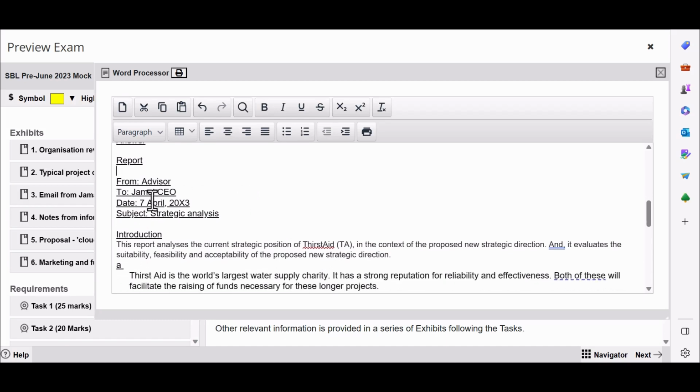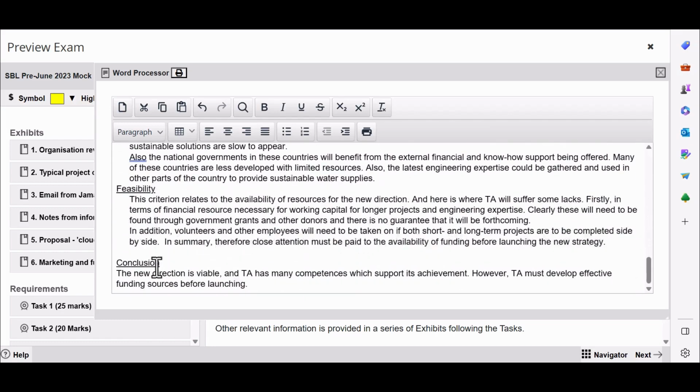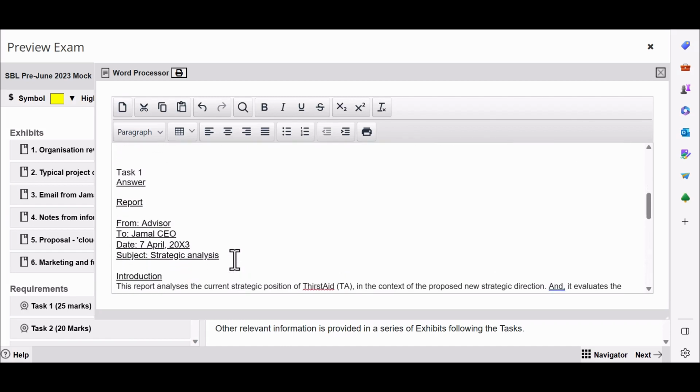Whatever format you're asked for, just do from, to, date, and subject. Just copy paste that, whatever the format is. On the top, you can write report, you can write briefing paper, it doesn't really matter. It just saves a lot of time. Just have a standard structure. The only thing to remember is that with a report, you must have an introduction and a conclusion or recommendation. If the question asks you to recommend something, then you call it a recommendation, otherwise you call it a conclusion.